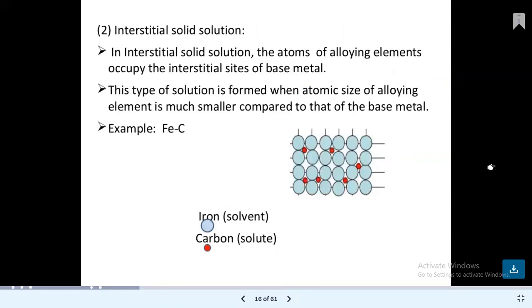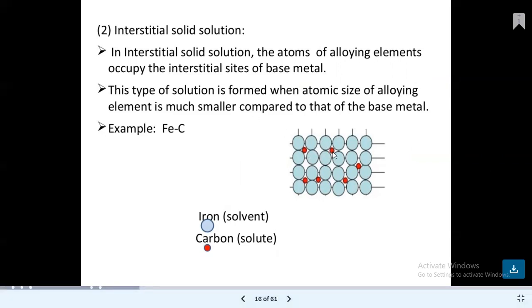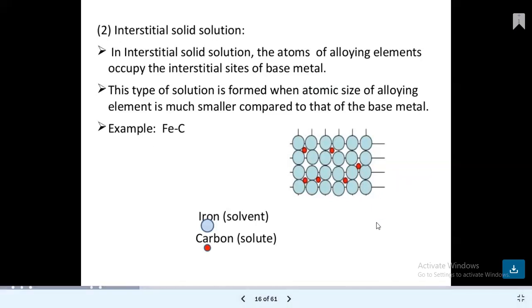Second type is interstitial solid solution. In interstitial solid solution, the atoms of alloying elements occupy the interstitial sites of the base metal. These are called interstitial sites. So in those interstitial sites, the different elements occupy. Here carbon occupies the interstitial sites in iron, the solvent. This type of solution is formed when the atomic size of the alloying element is much smaller compared to that of the base metal. For example, iron, carbon.